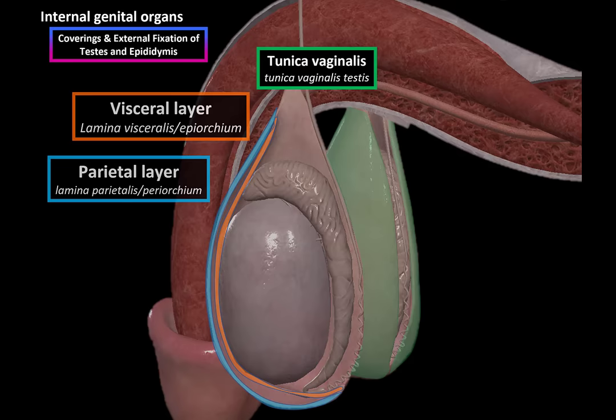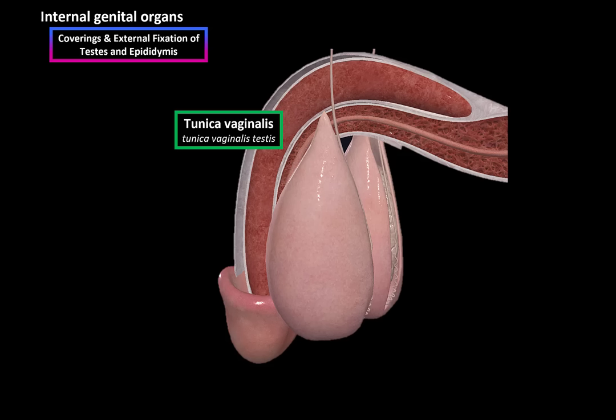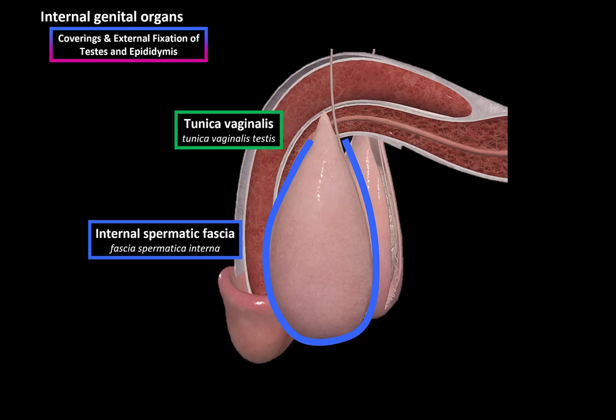Alright, remember I told you that the testes descend from the lumbar region in the retroperitoneal space, and as they descend, they take with them all the layers of the abdominal wall to form the scrotum. The inner layer comes from the peritoneum, called tunica vaginalis. Externally to that, there's the internal spermatic fascia, which is a continuation of the transversalis fascia of the abdominal wall.